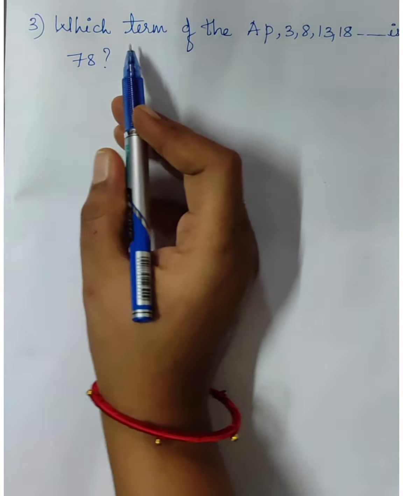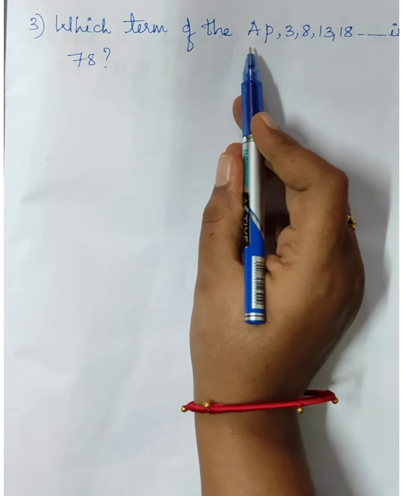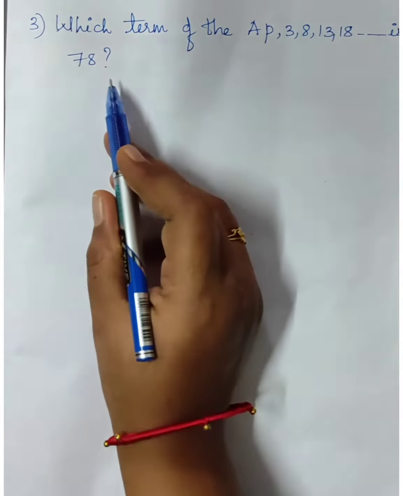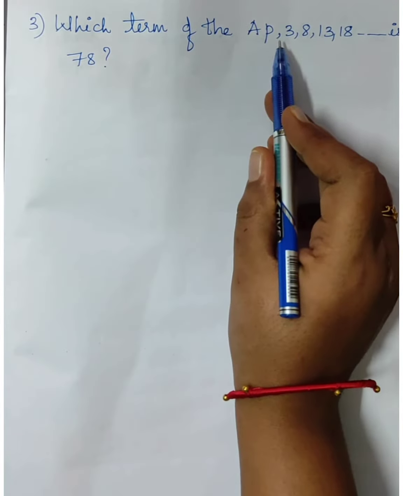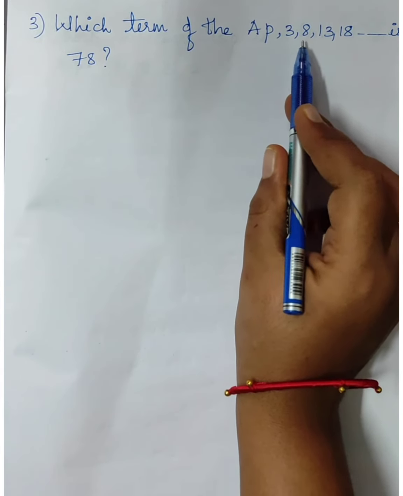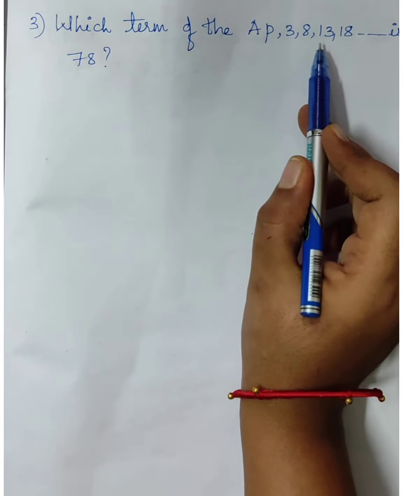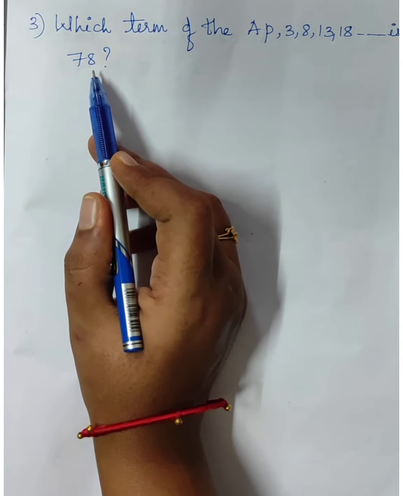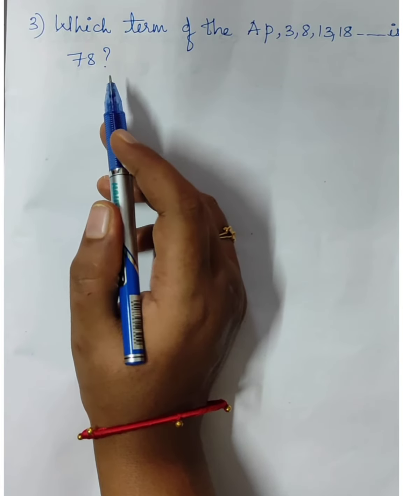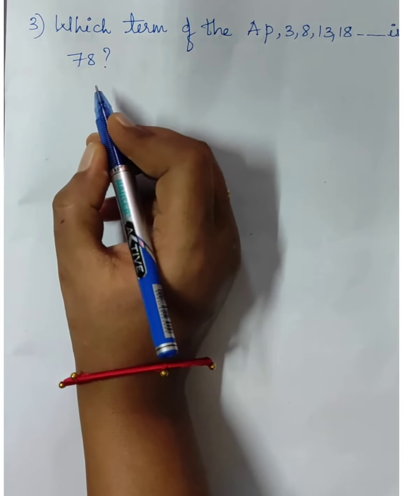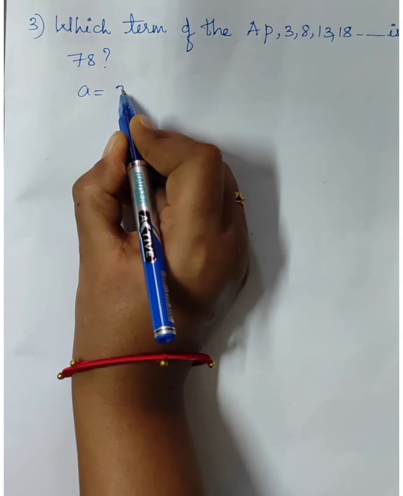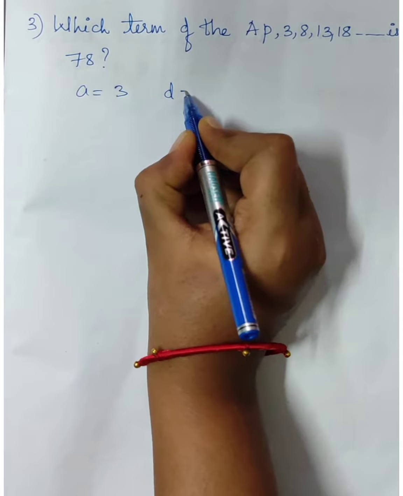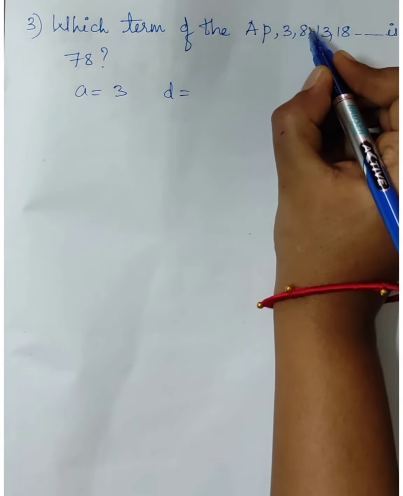Question number 3. Which term of the AP 3, 8, 13, 18 is 78? The series is given, and we need to find which term 78 is. First of all, a is equal to 3, the first term. Next we need to find the common difference. D is equal to a2 minus a1.